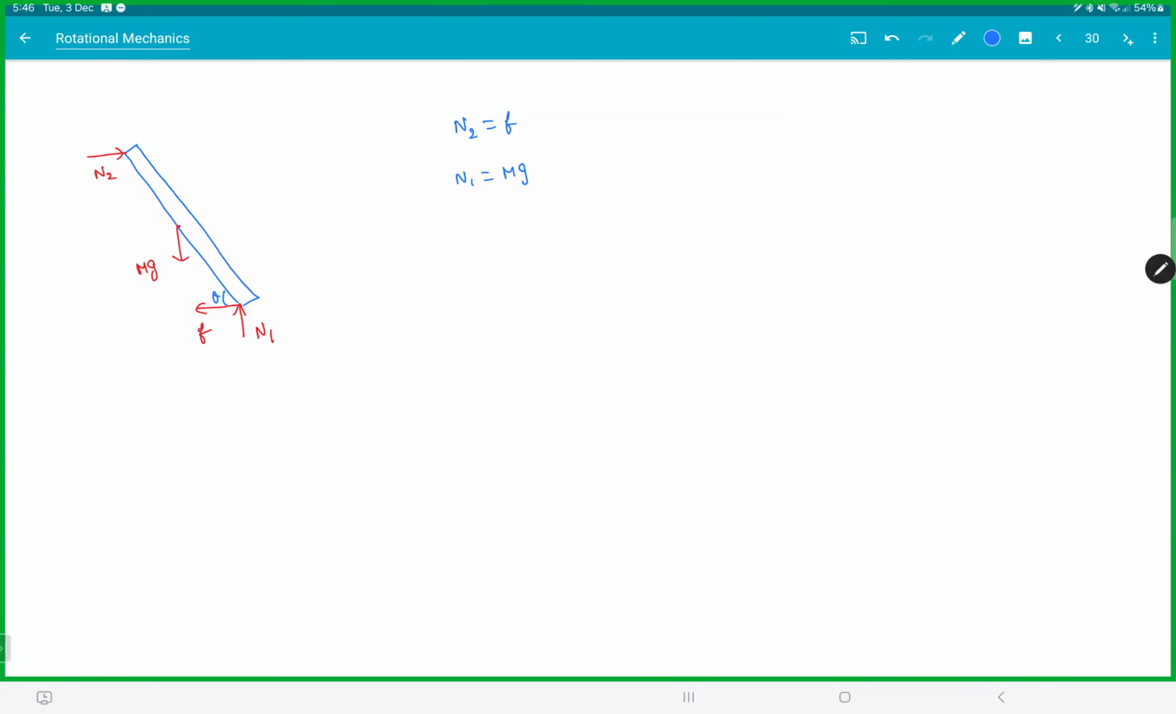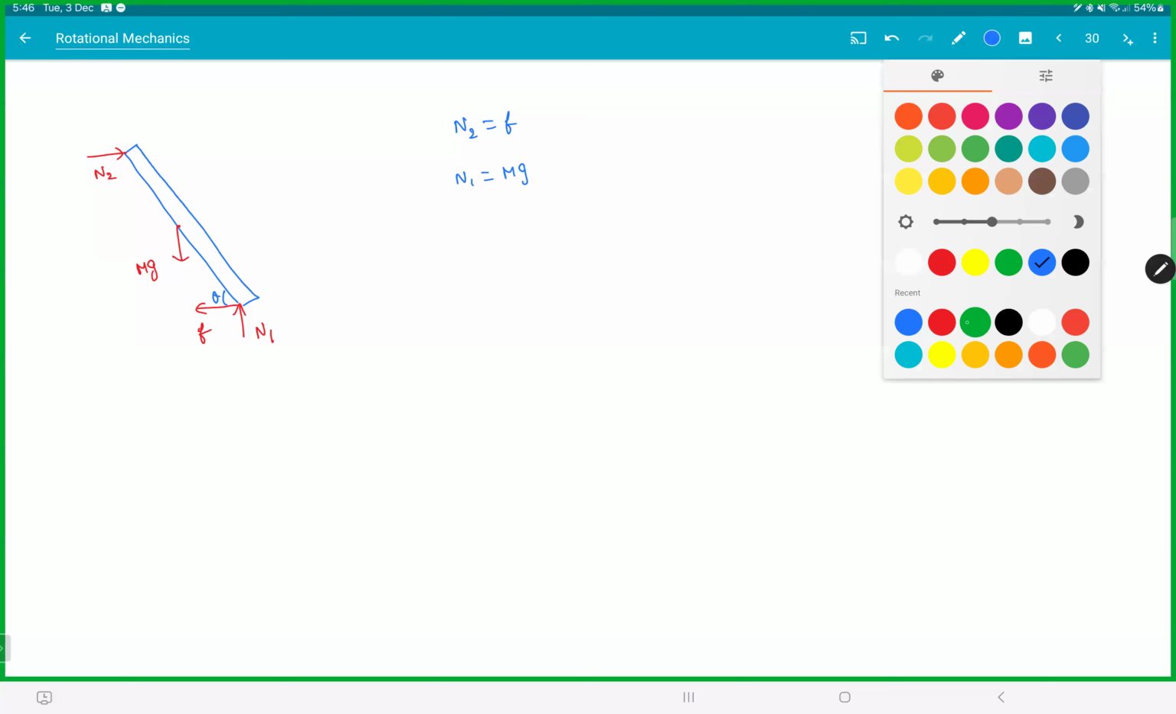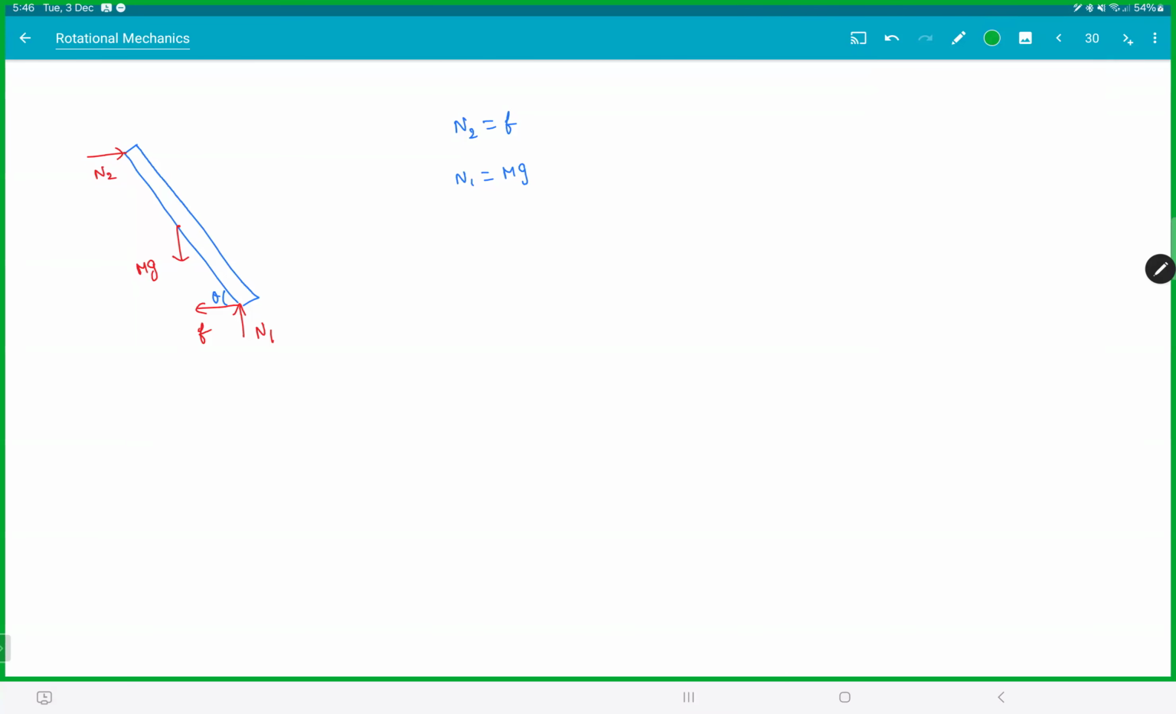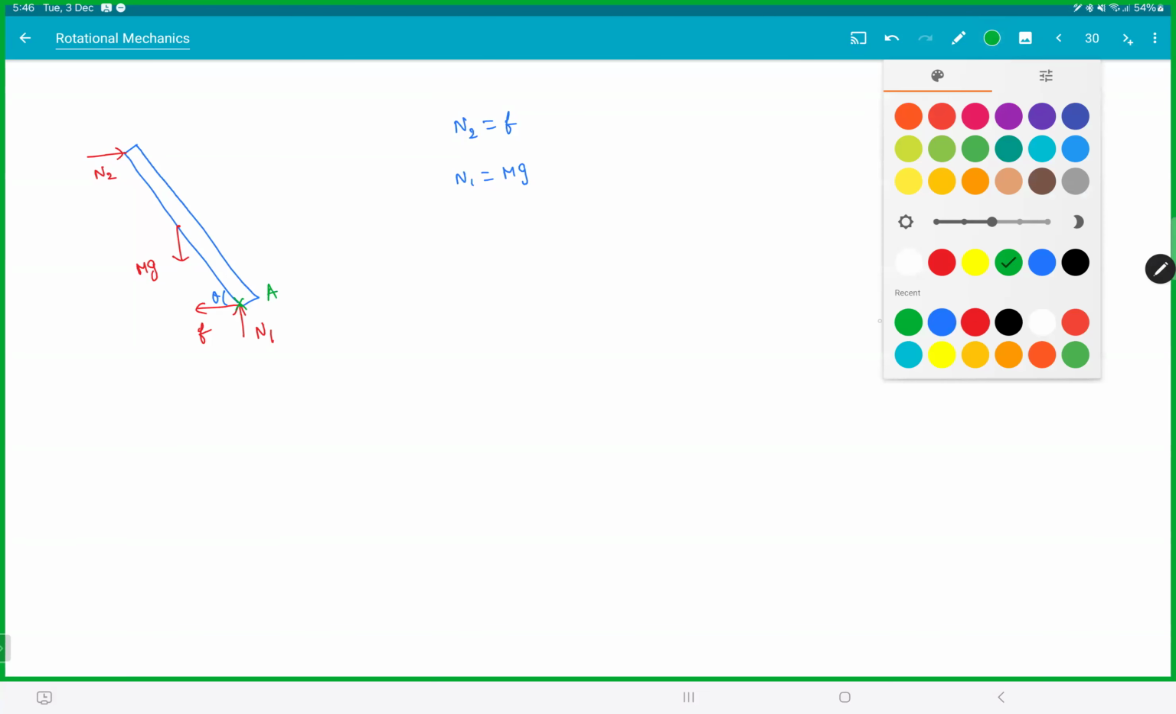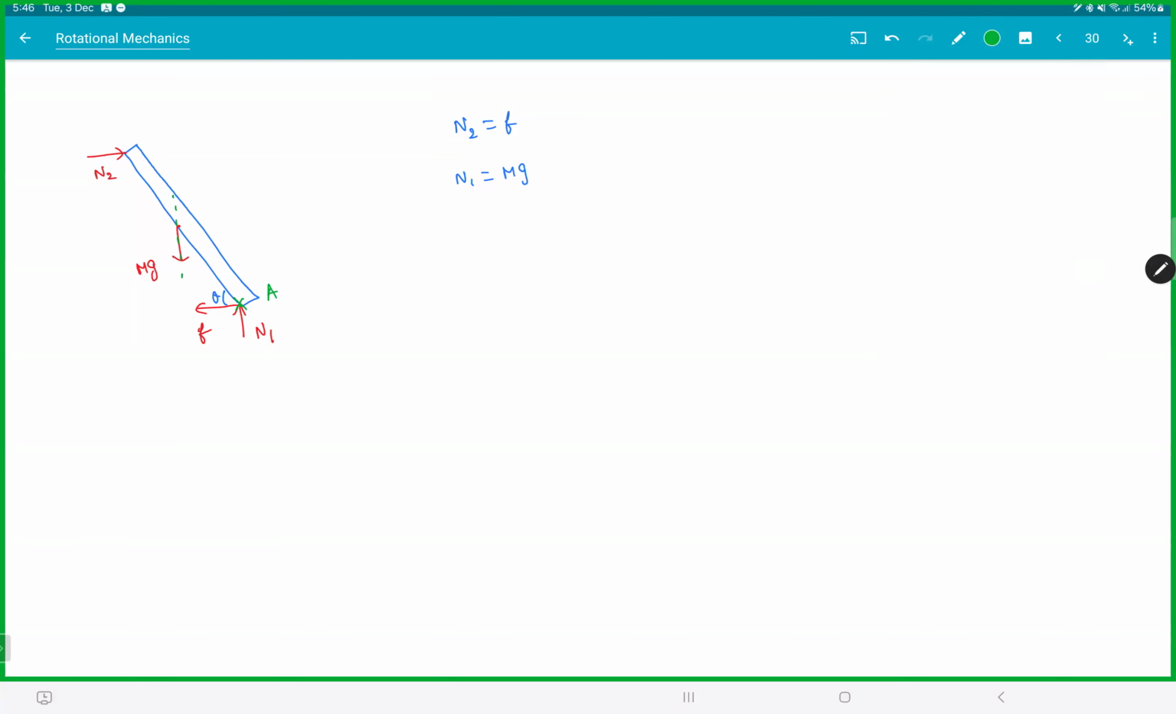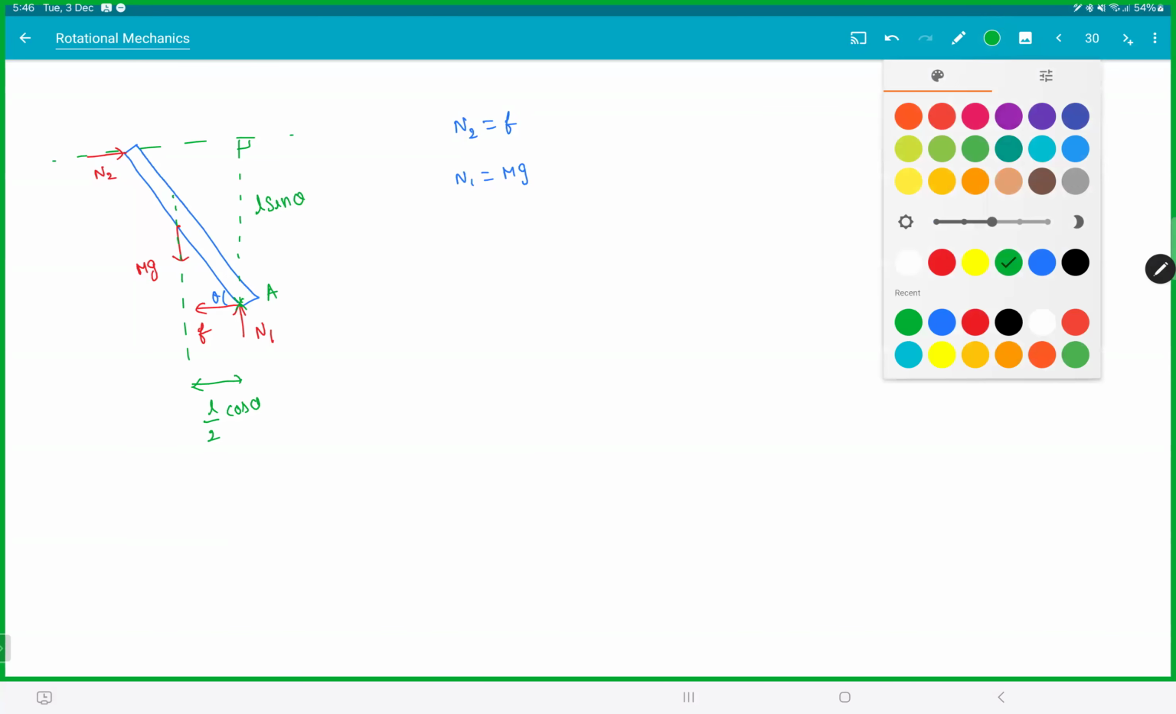System is in equilibrium, so you can take torque about any point. So which point is the best? I will take the bottommost point. Now, when you take the bottommost point, when you find the torque, extend the vector, drop the perpendicular. This distance will be L by 2 cos theta. Extend the N2 vector, drop the perpendicular. This distance will be L sin theta. You should know your perpendicular distances to calculate torque.